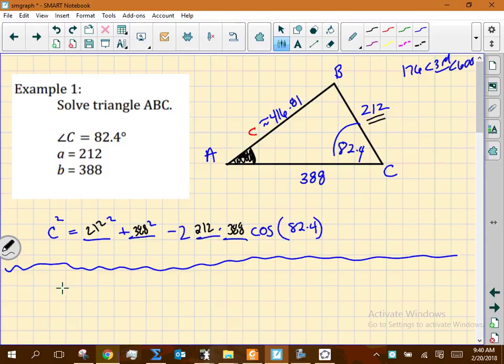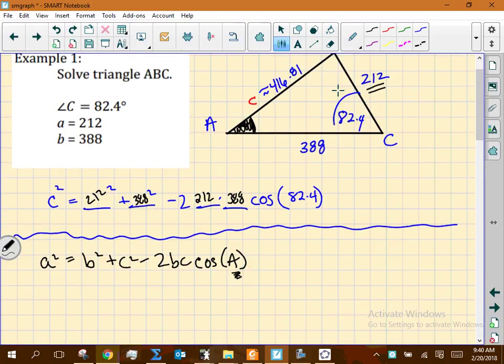So there's a law of cosines formula that says a squared should equal b squared plus c squared minus 2bc cosine of capital A. And we are now currently looking for capital A, right? So we should know everything else in that formula. We know a is 212, so I have 212 squared. We know b is 388. So again, b and c are the two sides that are sandwiching the angle that I'm interested in. It's either the angle that I'm using or the angle that I'm trying to find.